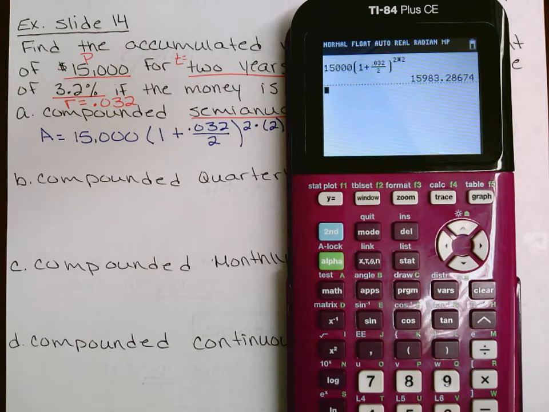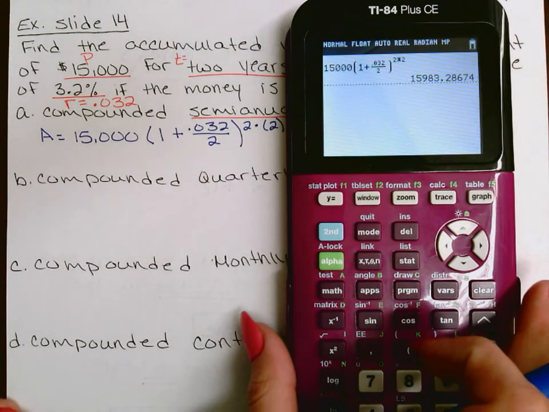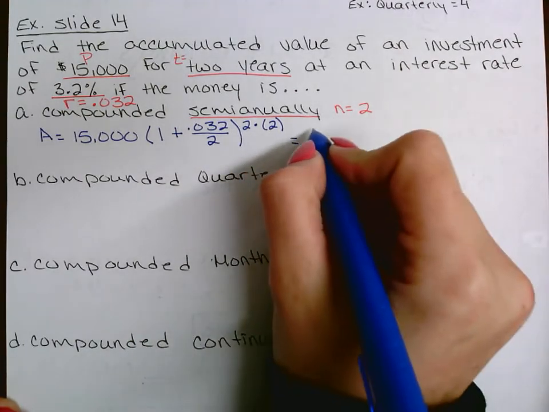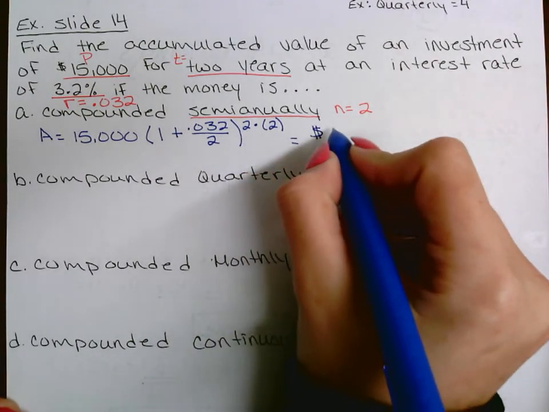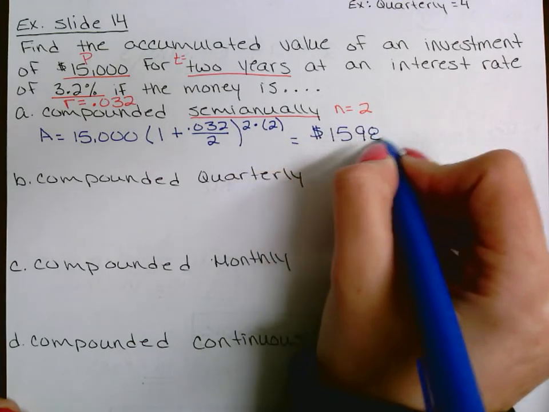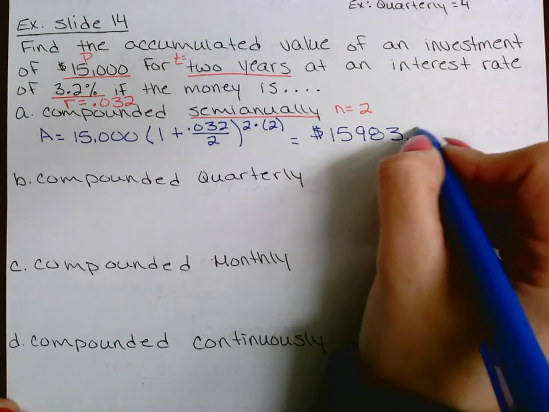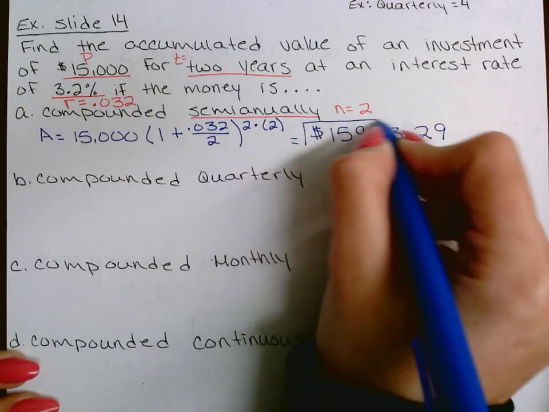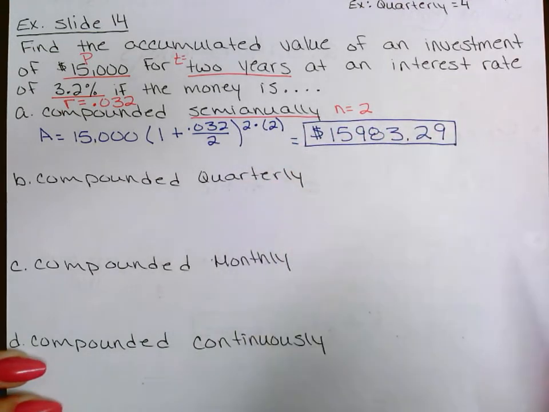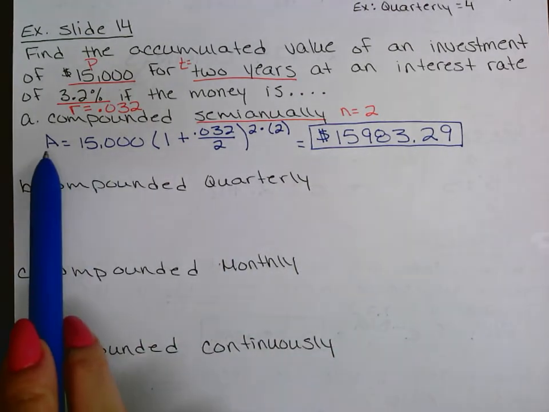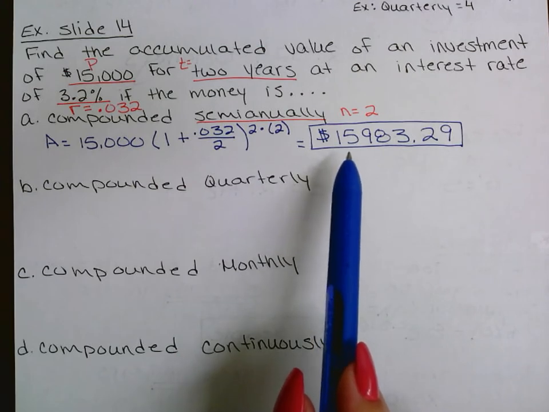Press enter, and you get 15,983 and 28 cents, okay? So don't forget your units. We are talking about money, so all you have to do is put your dollar sign. And I'm going to round that up to 29. So this number represents A, which is the total amount that I made off of the investment.